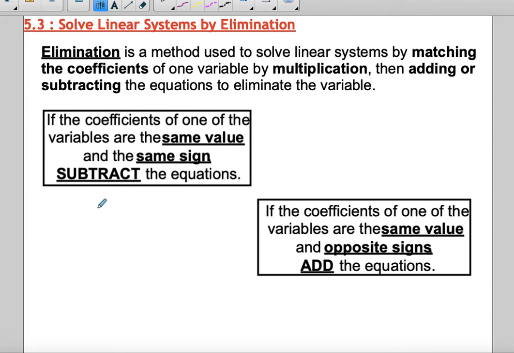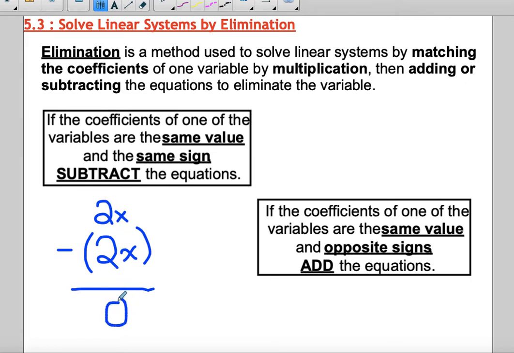So for example, if I have 2x in one equation and I have a positive 2x in another equation, they're both 2 in value and they're both positive. So we would subtract these two coefficients to get 0. So there would be no x's left. When the same sign and same value, we subtract the equation.